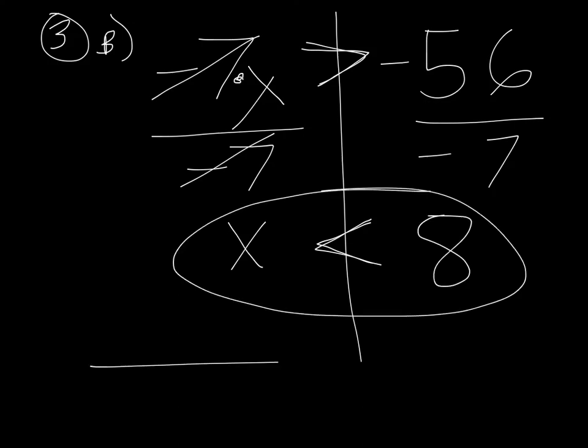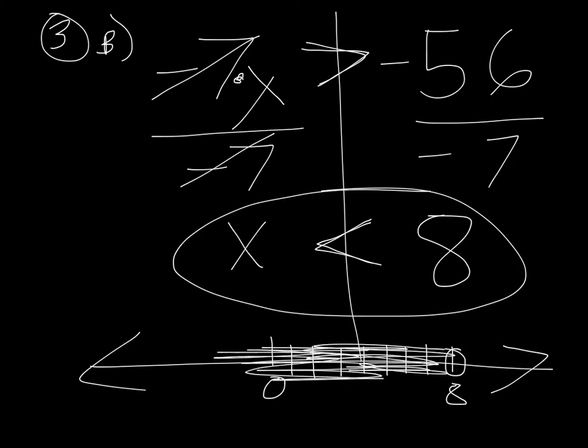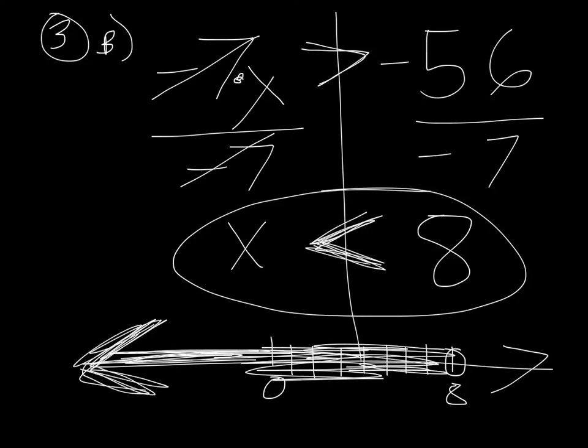And that's my answer. If I was to graph, there's 0, 1, 2, 3, 4, 5, 6, 7, 8. Open circle there. And then I would shade everything less than. Since it says less than 8, it's pointing to the left. So I shade to the left. All right, and that is the answer for 3B.